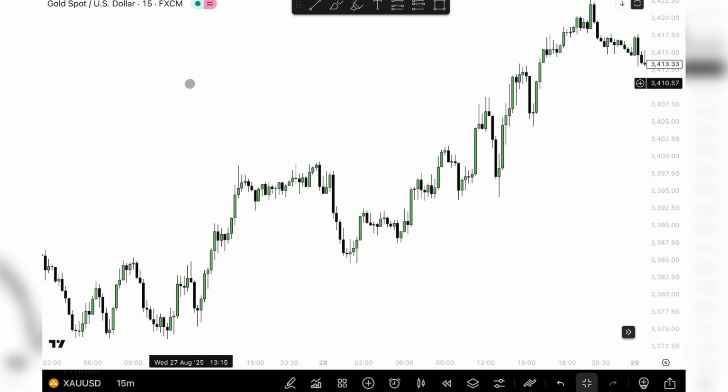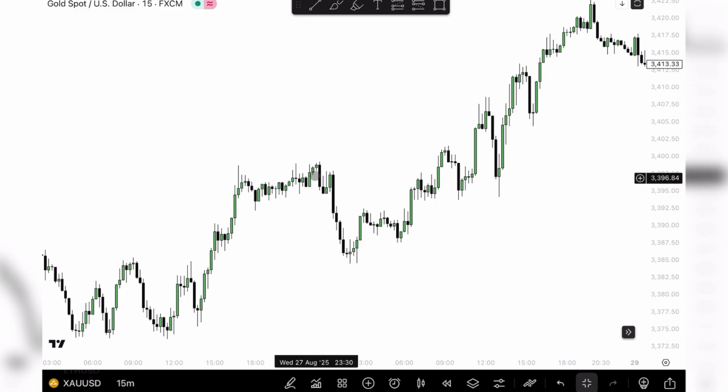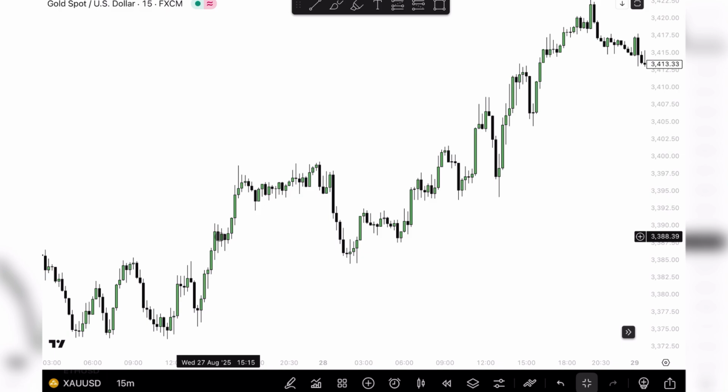Today we will be discussing another ICT trading strategy, and this strategy will only work on gold. This strategy is specifically for gold. It won't work on forex or crypto. And this is kind of a scalping trading strategy. You can call it an ICT scalping strategy or swing trading strategy because we will be using smaller time frames like 15 minutes in this strategy.